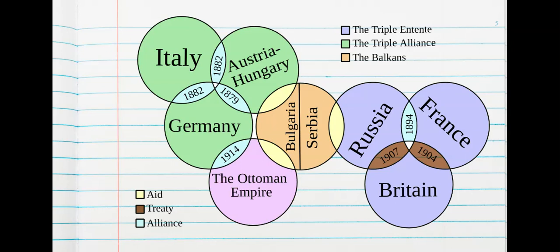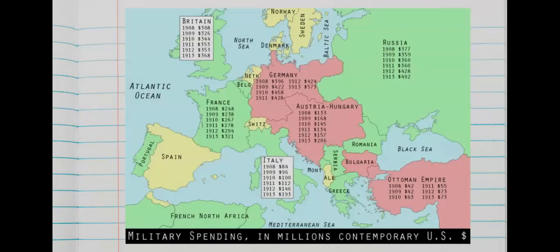On the other side, again, you can see Russia is friends with Serbia, and Russia is friends with France, and France and Britain have been friends since the Napoleonic Wars.